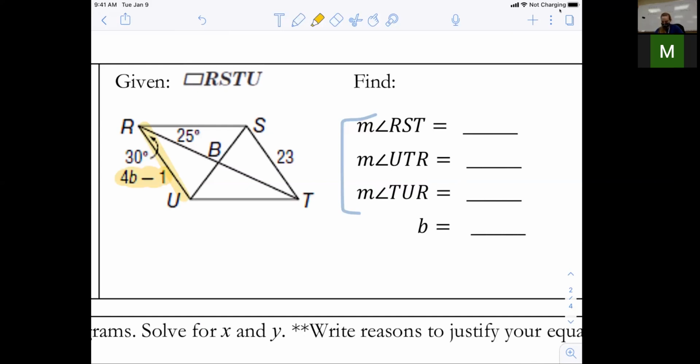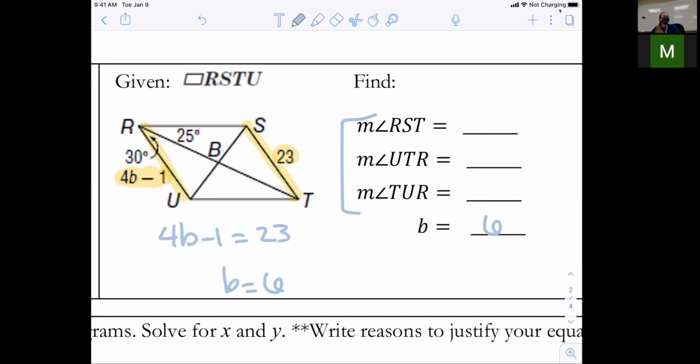Megan, help me out. Awesome. Megan knows in a parallelogram the opposite sides are congruent. So she set 4b minus 1 equal to 23. Add 1 to both sides, divide by 4, and we end up getting 6. Good job. Questions on that one?